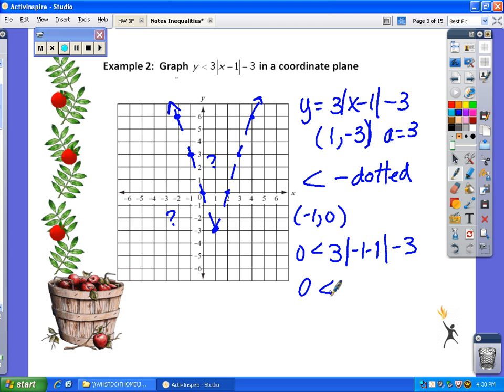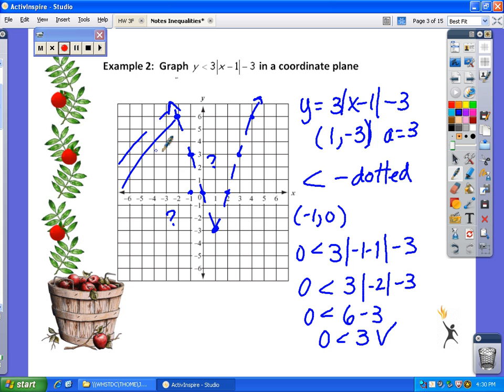Alright, so what is this? 3, absolute value of -2. That's a +2, so 3 is less than 6 minus 3 is 0 less than 3. That's a true statement. So since my point -1, 0 is on the outside, I'm going to shade the outside of this graph, the entire outside.